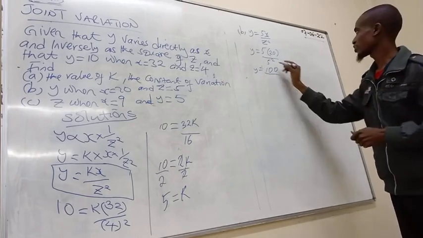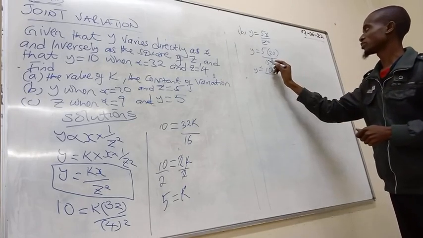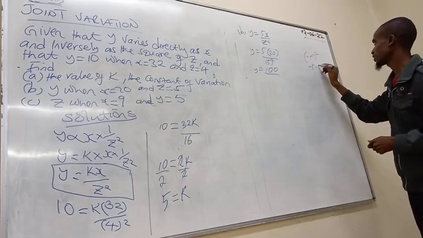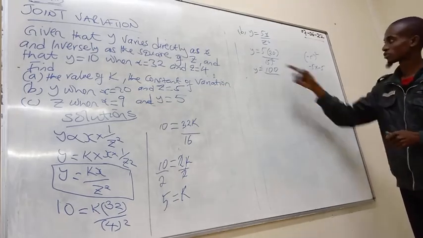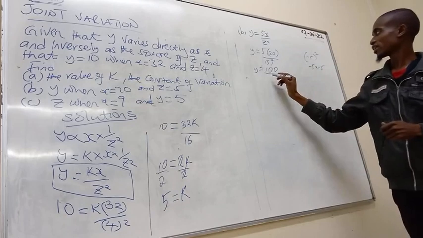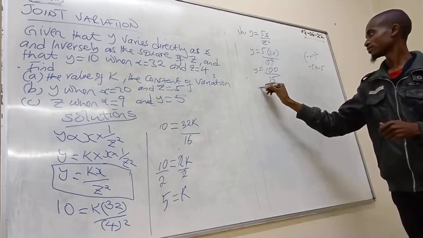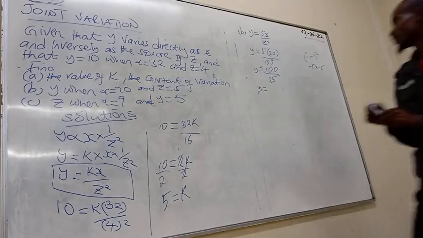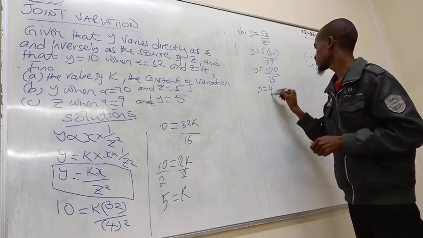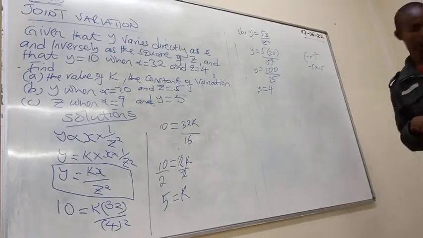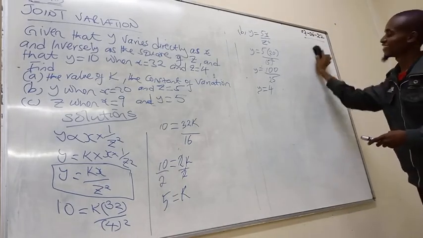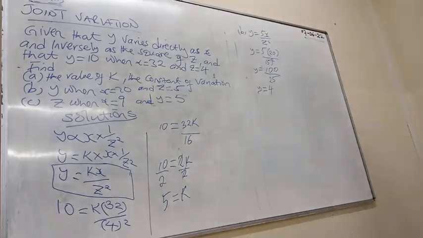Sometimes when it is negative, it helps to put this one in brackets too. So 5 squared is 25. What is 25 into 100? 4. So the value of y is 4. Very simple. Very flexible.